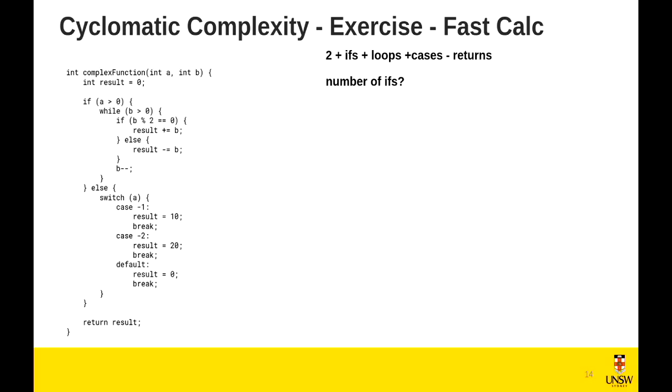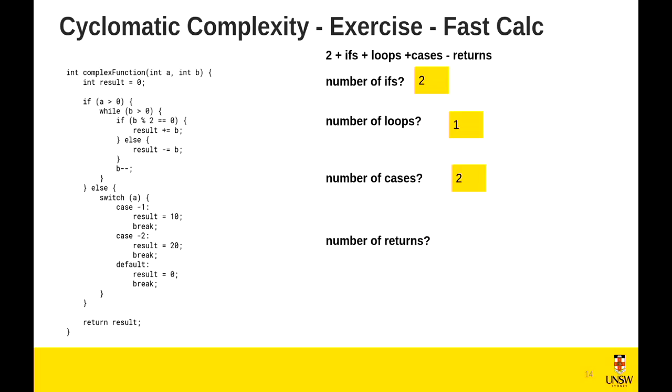So we have the number of ifs. So how many ifs do we have? We have 2 ifs here, right? And how many loops do we have? We have 1 loop. And how many cases do we have? We have 2 cases. We don't count default. And how many returns do we have? We have 1 return. And the calculation gives us 6.